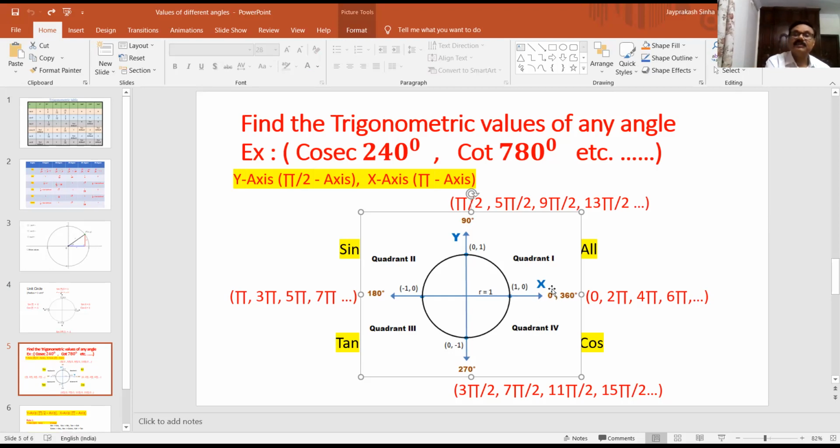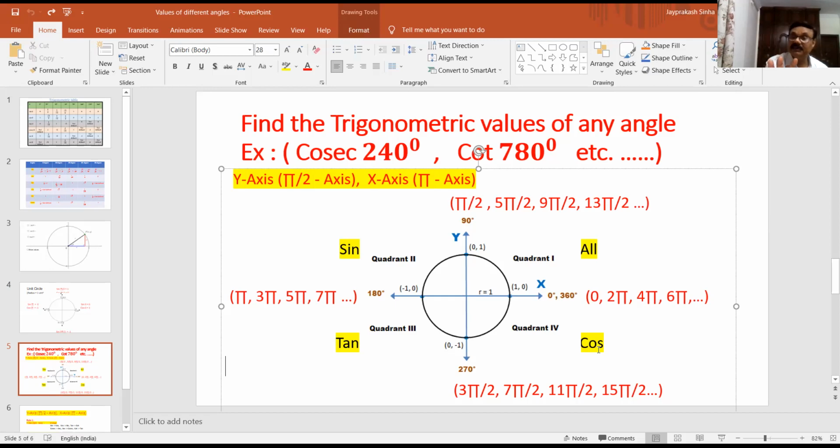Getting it? So quadrant 1, all will be positive. Quadrant 2, sine and cosec will be positive, others will be negative. Quadrant 3, tan and cot will be positive, others will be negative. Quadrant 4, cos and sec will be positive, and all others will be negative.